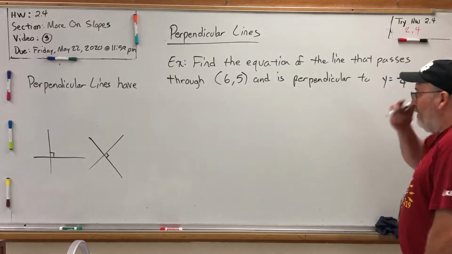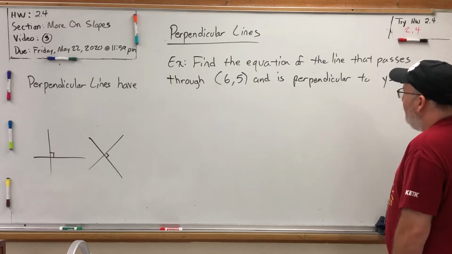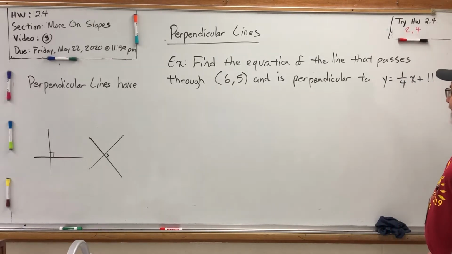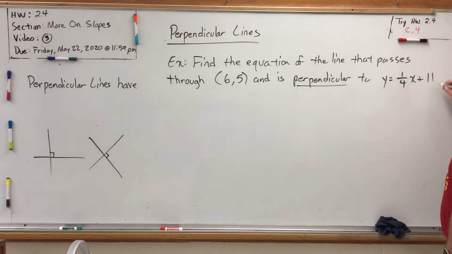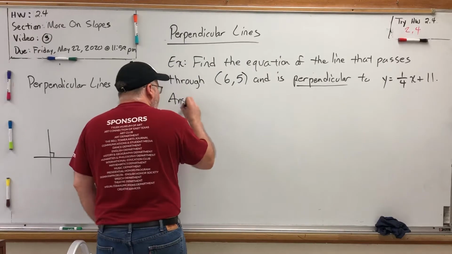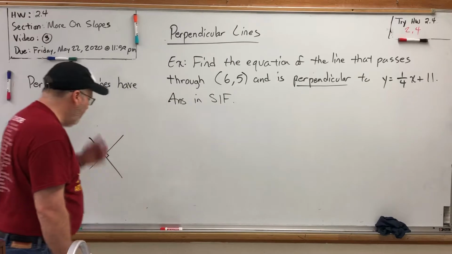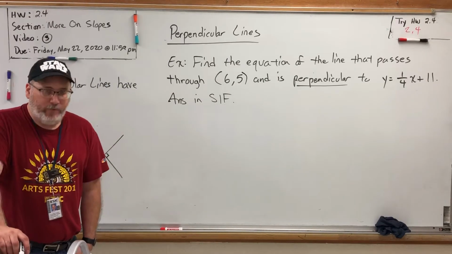So we're going to do some problems similar to what we did in the previous videos. For example, find the equation of the line that passes through the point (6, 5) and is perpendicular to y = 1/4 x + 11. And we're going to answer this one in slope-intercept form. In order to do that, we have to know the relationship between the slopes of perpendicular lines.